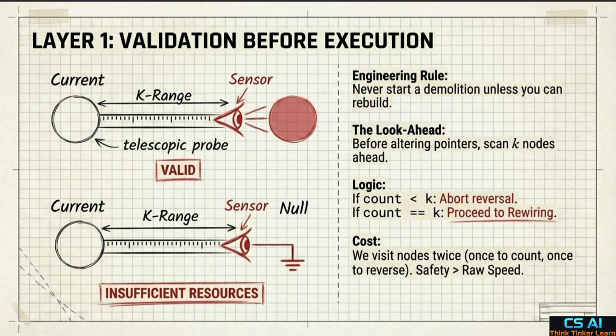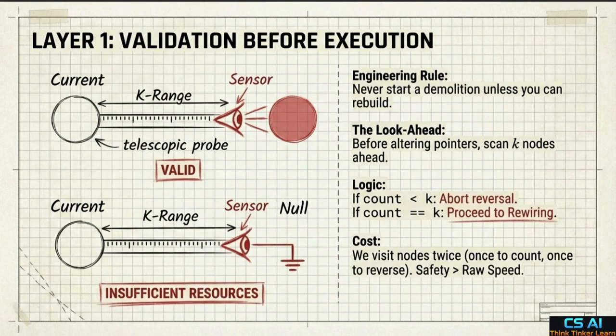To ensure stability, we implement layer 1 validation before execution. This adheres to the engineering rule: never start a demolition unless you can rebuild. Before altering any pointers, we perform a look-ahead by scanning k nodes ahead using a telescopic probe or a sensor. The logic is straightforward. If count is less than k, abort reversal. This handles incomplete groups. If count equals k, proceed to rewiring.